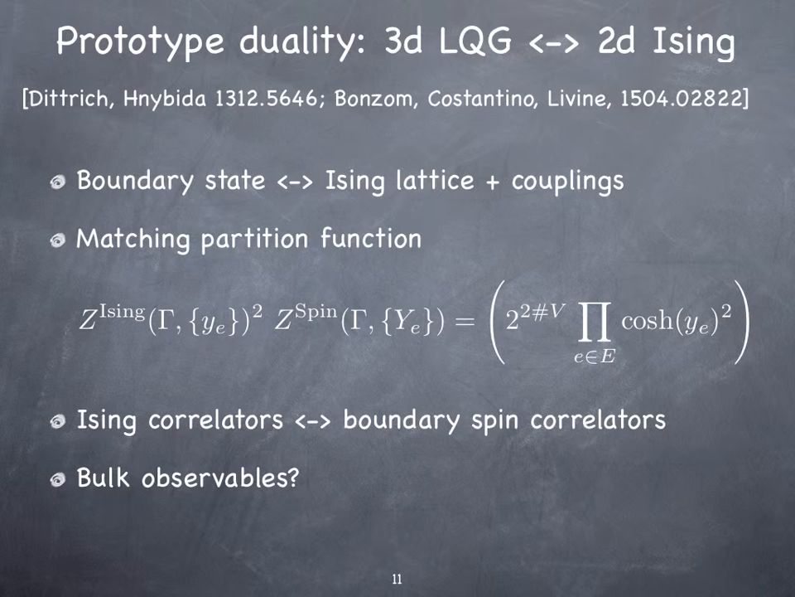Something that is not clear so far at this point is whether you can also extend this dictionary to some bulk observables. If you define some bulk observables in the quantum gravity model, which has been done, then there's no entry in this dictionary so far on how to compute them using some computation with the Ising model.